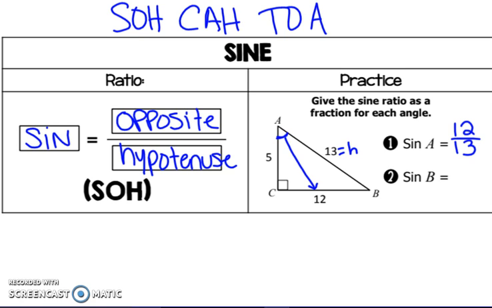If I look at the sine of B, my hypotenuse doesn't change. It's still across from the right angle, but now if I look at angle B and I want to go opposite from where it is now, it's 5 over 13. Again, leave it as a fraction. We just want the ratio, and a ratio is just another way to say a fraction.